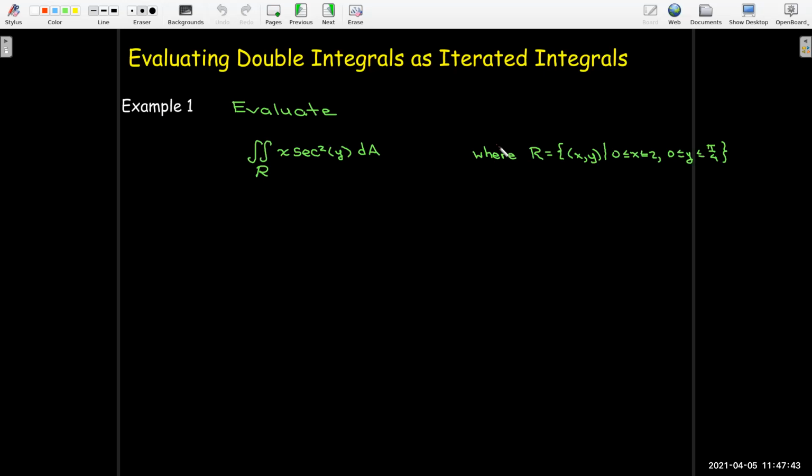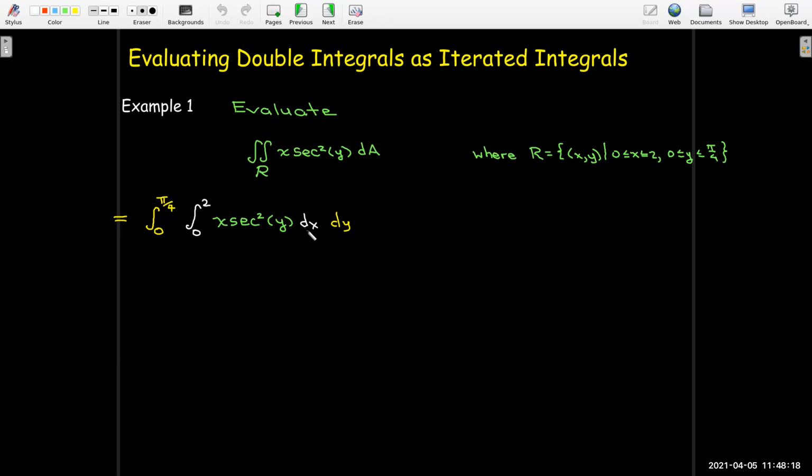Okay, so let's look at an example of an iterated integral. We're going to evaluate the double integral over the surface x secant squared of y, and the region is the rectangle where x varies from 0 to 2 and y varies from 0 to pi over 4. So that's our integrand. We're going to evaluate this in the order dx, dy.